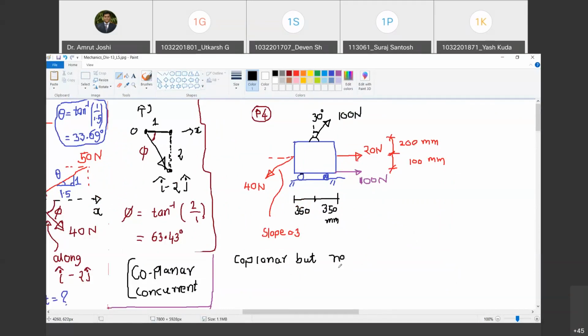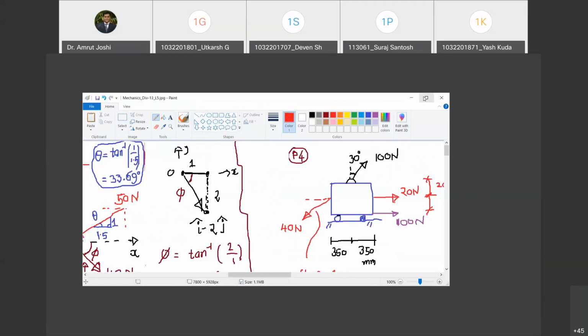What is its effect? I cannot consider this body now as a particle. Do you agree with me? Yes, sir. Why? Because all the forces do not have their lines of action passing through a single point. So how can I consider this body as a point? I will have to consider the locations of these forces, and therefore I must know the size and shape of the body. So this body cannot be considered as a particle.